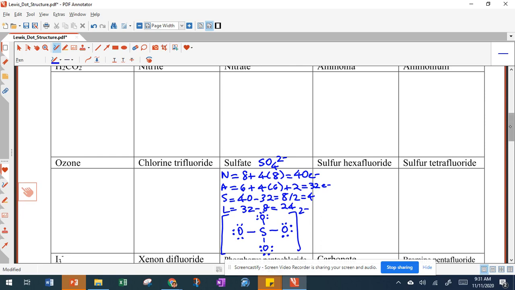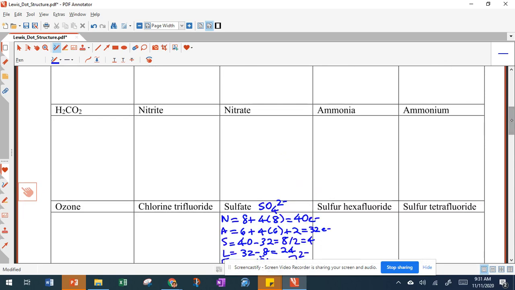Okay, and I want to also do ammonium here. Ammonium is also polyatomic. Here we have NH4+. In this situation, again, the needed is going to be done the same. Nitrogen needs 8. Each hydrogen needs 2 since it satisfies the duet rule. So we'll have 8 plus 4 times 2, which gives us 16.